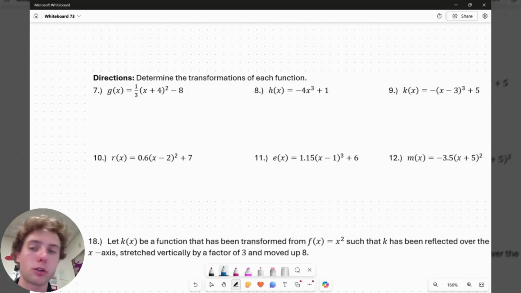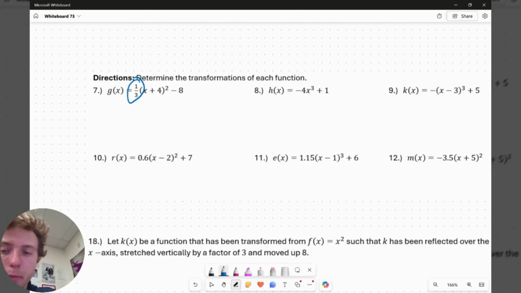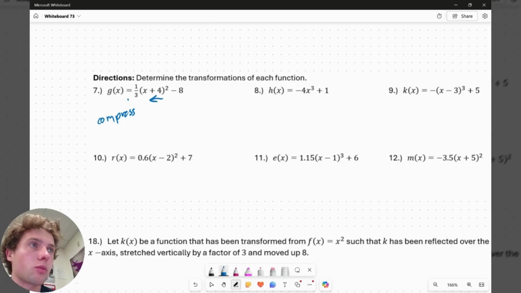Let's run through a problem or two real quick. I see a value in front. I'm thinking bigger or smaller than 1. 1/3 is less than 1. That means this is a compression. I look at the values, adding and subtracting, figuring out what's happening with those. The values on the inside are left or right, and always opposite of what we expect. The 4 moves it left. The 8 on the outside is either up or down. In this case, it would be moving it down.